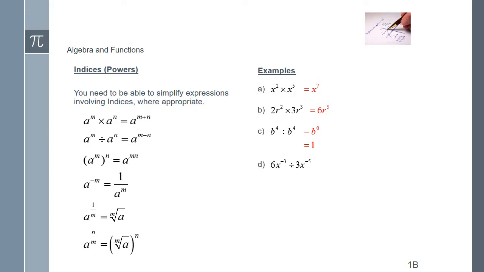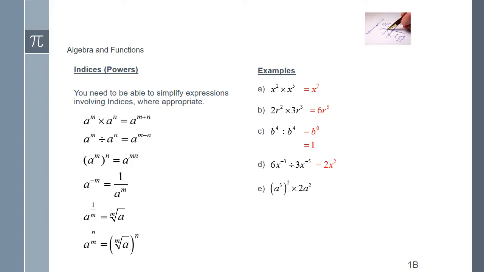6x to the minus 3 divided by 3x to the minus 5. Using the second rule, do the big numbers first. 6 divided by 3 is 2. x to the minus 3 divided by x to the minus 5, you're taking away minus 3 minus minus 5. Again, be careful with minus signs. That gives us 2x squared: minus 3 plus 5, 2x squared.